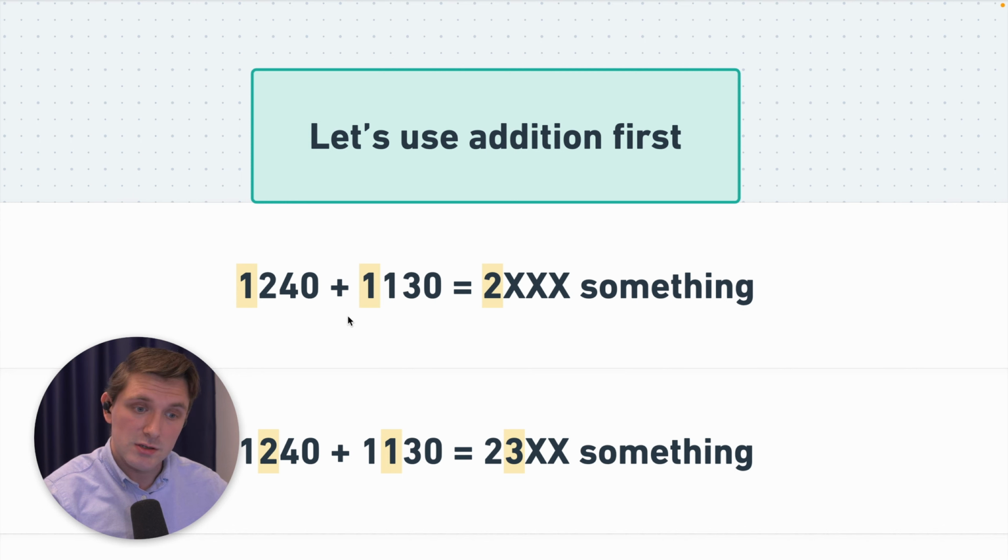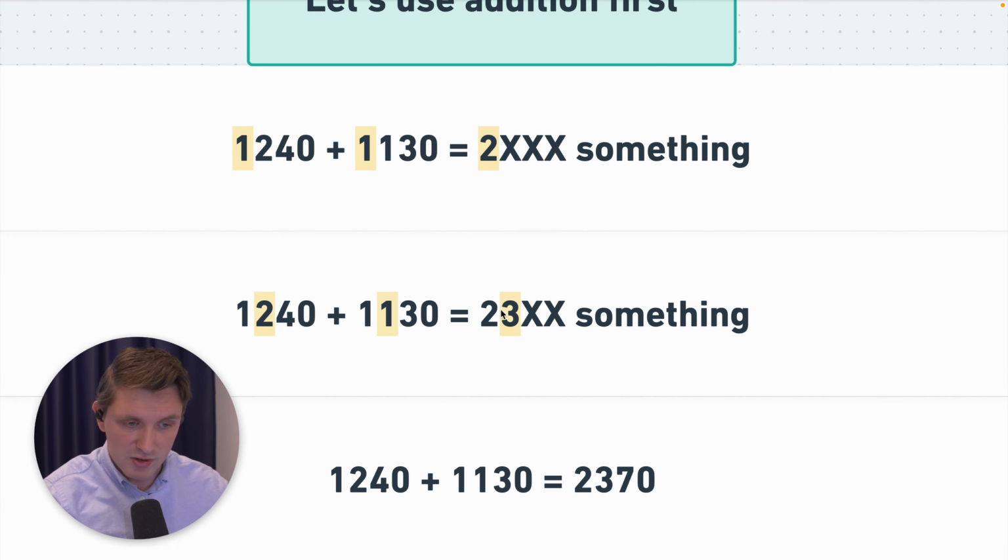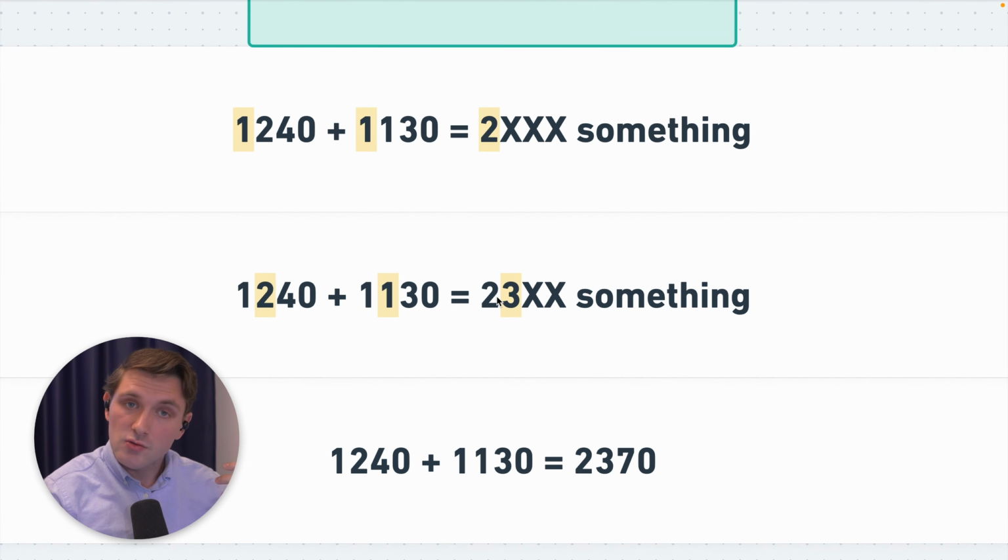300, because we know the 3 from here. 2370, right? Basically, when you do it from left to right, you can start partially answering the question already, and you can start calculating other stuff as you're doing the work, right?